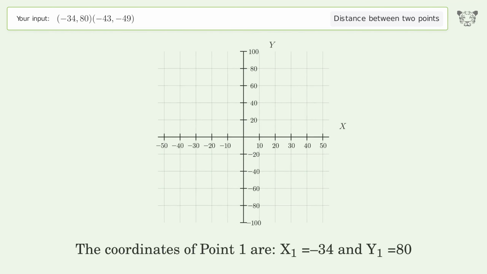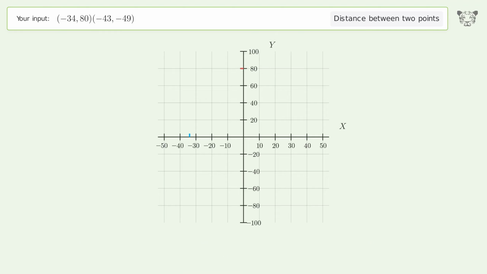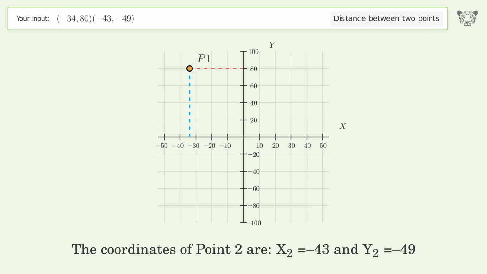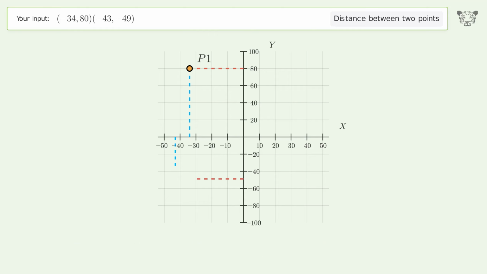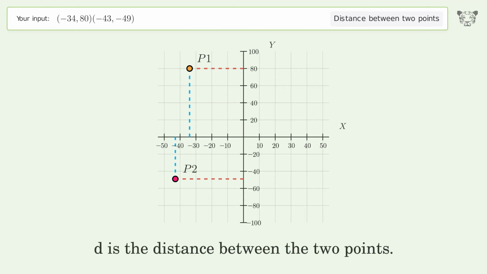The coordinates of point 1 are x1 equals -34 and y1 equals 80. The coordinates of point 2 are x2 equals -43 and y2 equals -49. D is the distance between the 2 points.